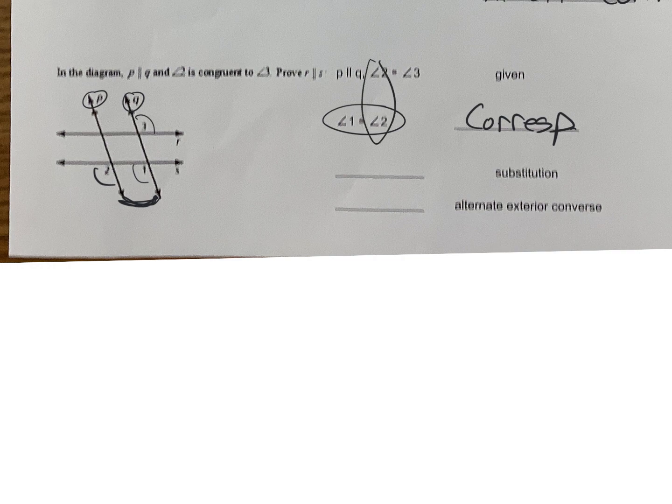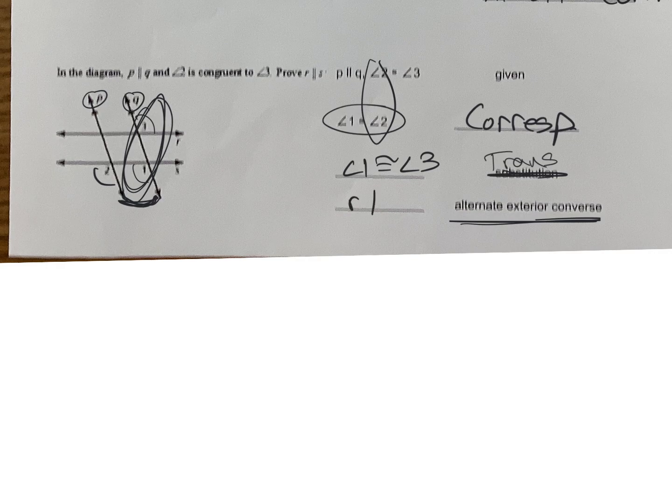And now we have this. 2 is to 3 and 1 is to 2. This is the transitive property. So angle 1 is congruent to angle 3 by the transitive property. And if angle 1 is congruent to angle 3 by the alternate exterior angles converse theorem, R is parallel to S.